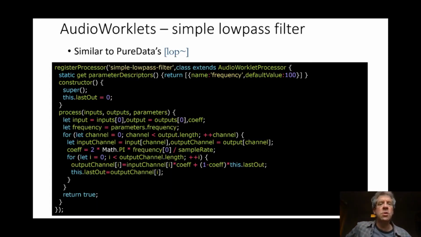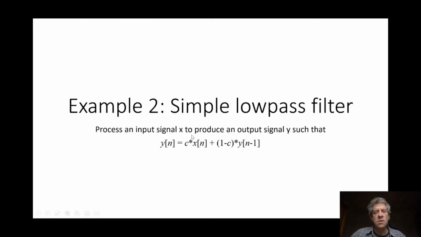So how are we going to do this? We'll change it very slightly from what we saw previously, because we want to take a filter from a different development environment and re-implement that in the Web Audio API. So Pure Data, a graphical programming language for working with audio, has an object LOP, standing for a low-pass filter. And that low-pass filter implements this equation right here, but C is defined as 2 times pi times some cutoff frequency for the filter.